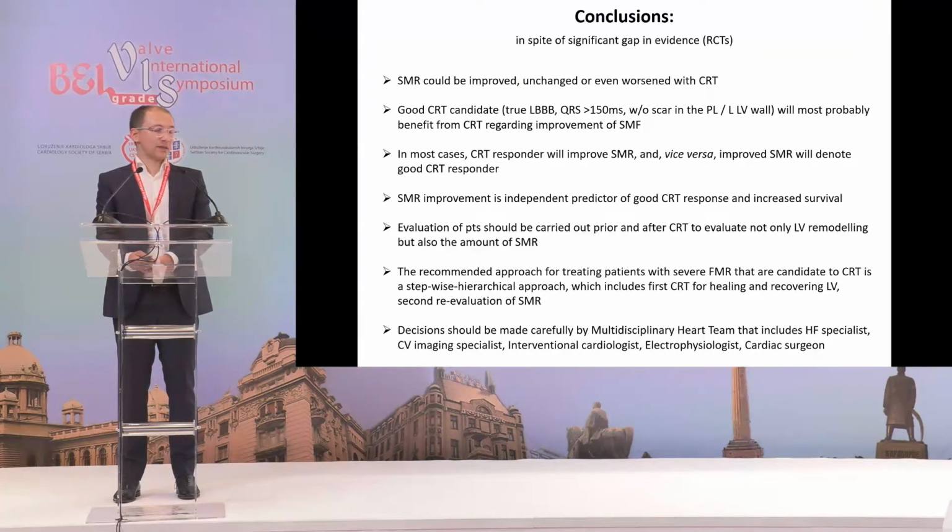Međutim, dobar CRT kandidat koji ima pravi blok leve grane, koji je širok preko 150 milisekundi, bolesnik koji nema ožiljak u posterolateralnom, to jest lateralnom zidu leve komore, što je target zona za LV elektrodu, će najverovatnije imati benefit od CRT-a u smislu poboljšanja sekundarne mitralne regurgitacije. I s tim u vezi, u većini slučajeva CRT responder će poboljšati i obrnuto, poboljšana sekundarna mitralna regurgitacija će označiti dobrog CRT respondera. Poboljšanje sekundarne mitralne regurgitacije je nezavisan prediktor dobrog odgovora na CRT i nezavisan prediktor poboljšanog preživljavanja.